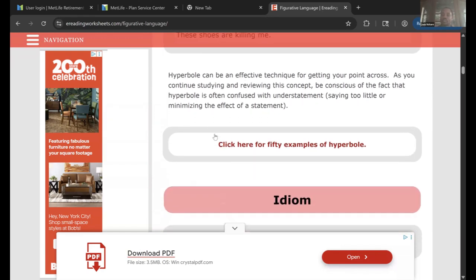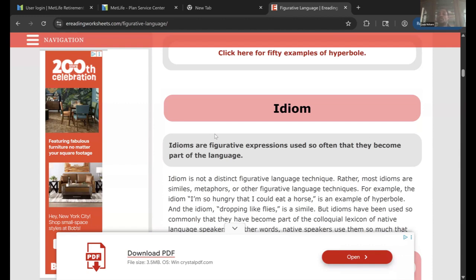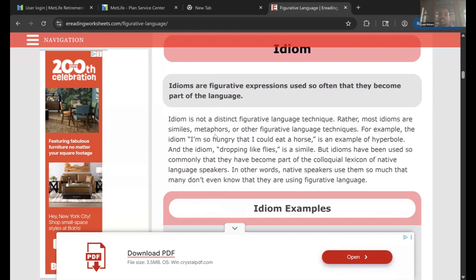Now, what about the idiom? Idioms are also figurative expressions used so often that they become part of the language. Idiom is not a distinct figurative language technique. Rather, most idioms are similes, metaphors, or other figurative language techniques. For example, I am so hungry that I could eat a horse. J'ai tellement faim que je peux manger un cheval. Ça, c'est ce que ça veut dire. So this is an example of hyperbole. And the idiom dropping like flies is also a simile.